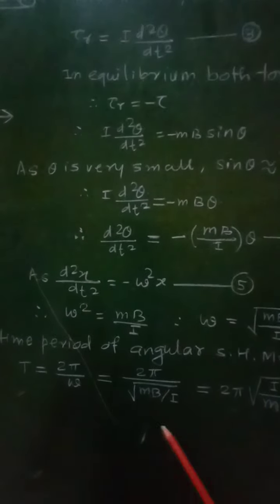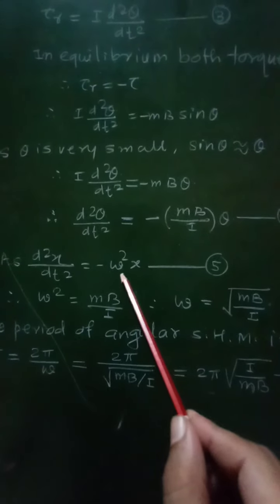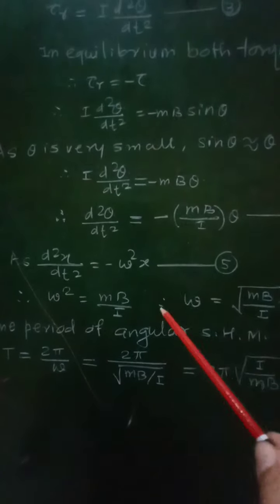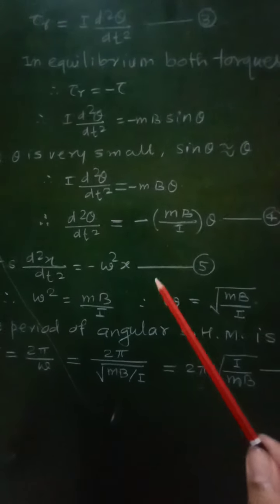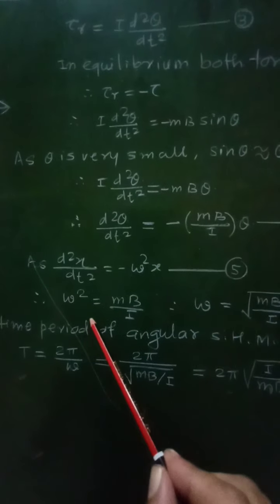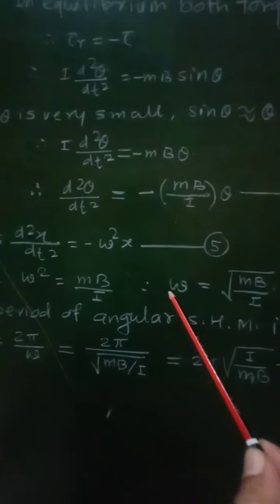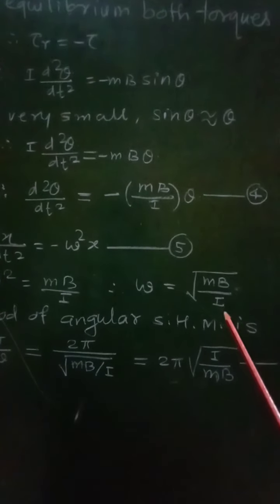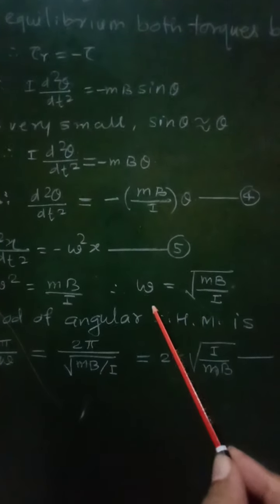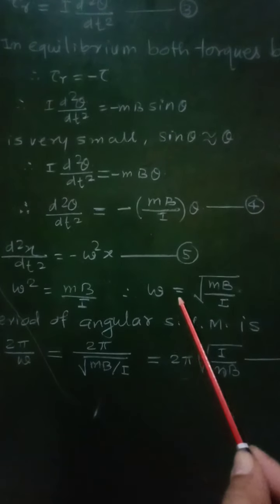From this, comparing equations 4 and 5, omega square will be equal to mB upon I. As these two equations 4 and 5 are analogous with each other, comparing we can write omega square equal to mB upon I. Taking the square root, we can write omega equal to square root of mB upon I. This omega represents the angular velocity of that bar magnet.